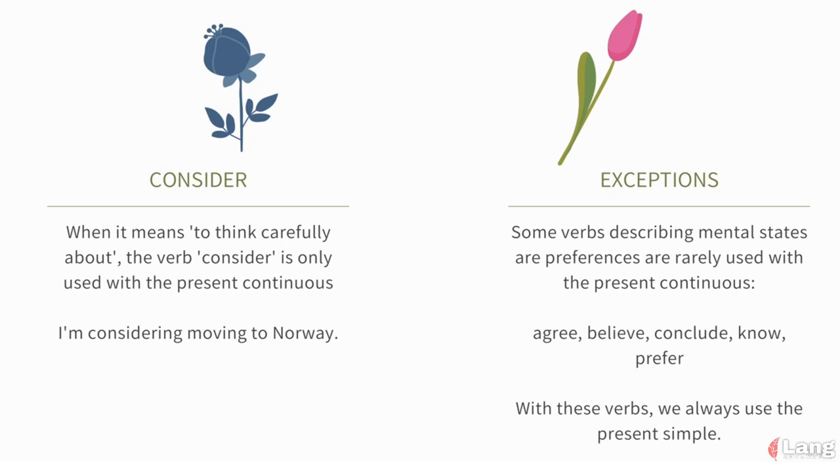Are there some exceptions? Some verbs describing mental states and preferences are rarely used with the present continuous, like agree, believe, conclude, know, and prefer. With these verbs, we always use the present simple. So we never say, I'm agreeing with you. Or we never say, I'm believing in God. We never say, I'm knowing about geography.